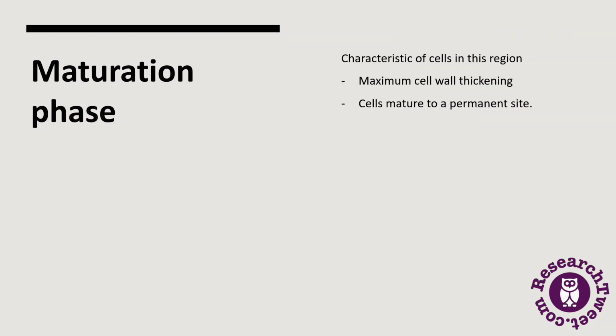What are the characteristics of the cells in this region? They have maximum cell wall thickening. The cells mature to their permanent size, which leads to flowering. There is a production of leaves in the maturation phase, and maximum cell wall thickening takes place. So this was all about the three phases: the meristematic phase, the elongation phase, and the maturation phase. These were the characteristics of the cells in all three phases.